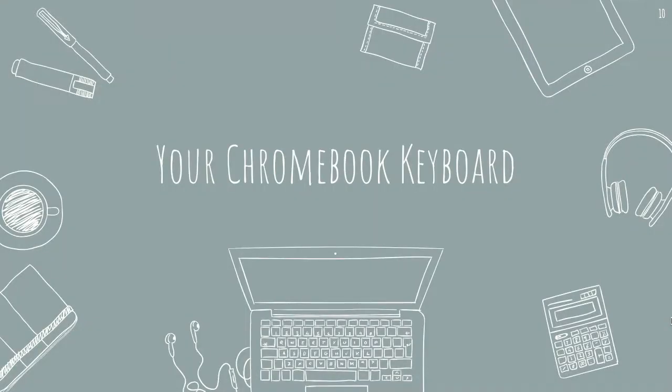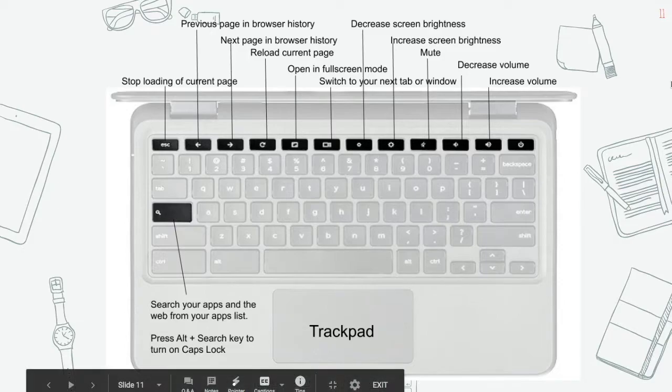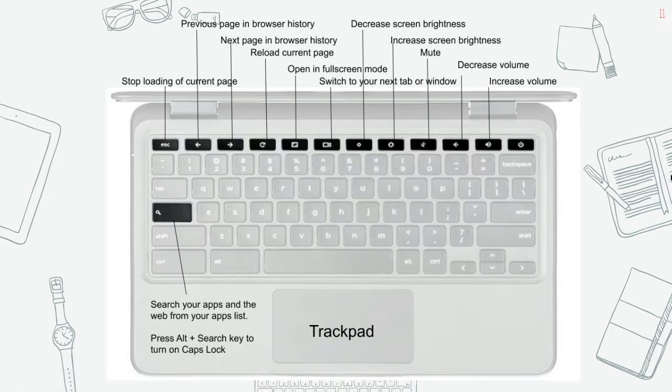So let's take a look at your keyboard. Here is your Chromebook keyboard and the buttons that you might wonder what they do. You could pause this video and you can then read each one of them. The ones that you're probably going to use the most are the volume ones, and I'm going to circle them up here. Now the mute button is not the mute button that you're going to be using when you are on a Google Meet with your teacher. This is only for the Chromebook, not a Google Meet.